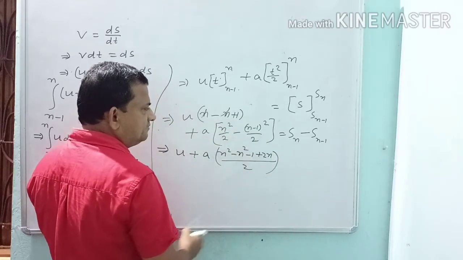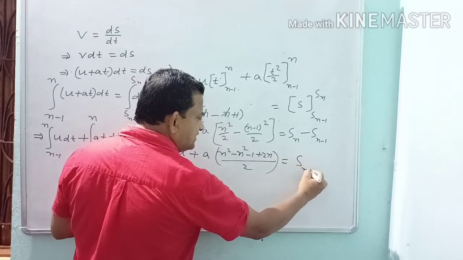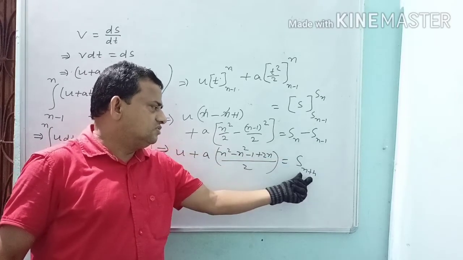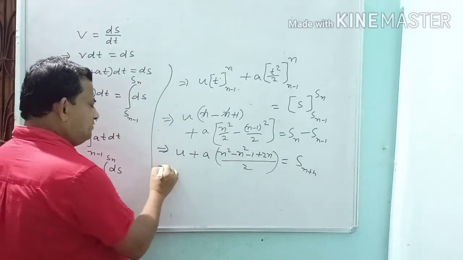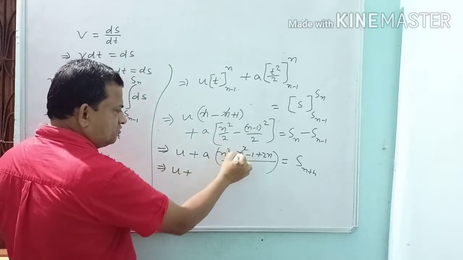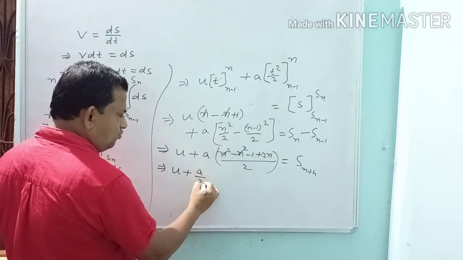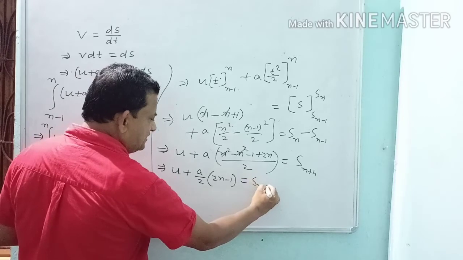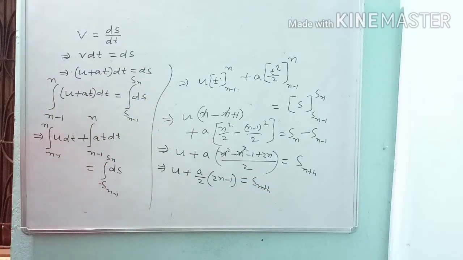After simplification you will get, this is for students, Snth, because we have already expressed Sn − S(n−1) as Snth. So you simplify: n² cancels, and that is u + (a/2)(2n − 1) = Snth. So you get the fourth equation, that is u + (a/2)(2n − 1) = Snth.